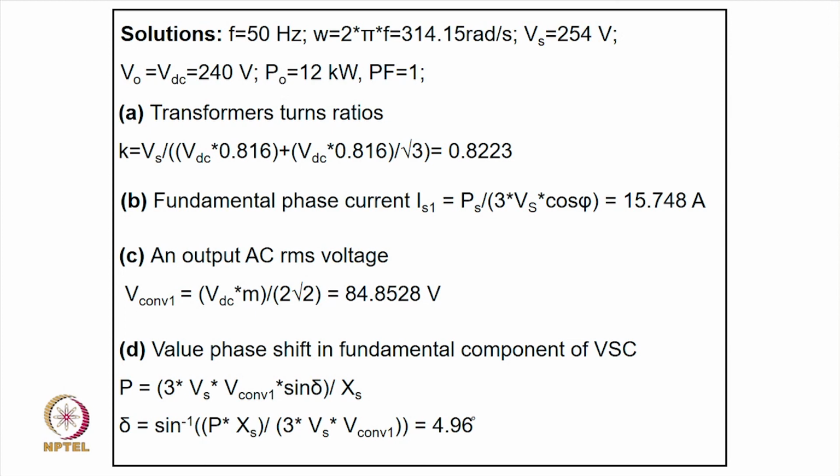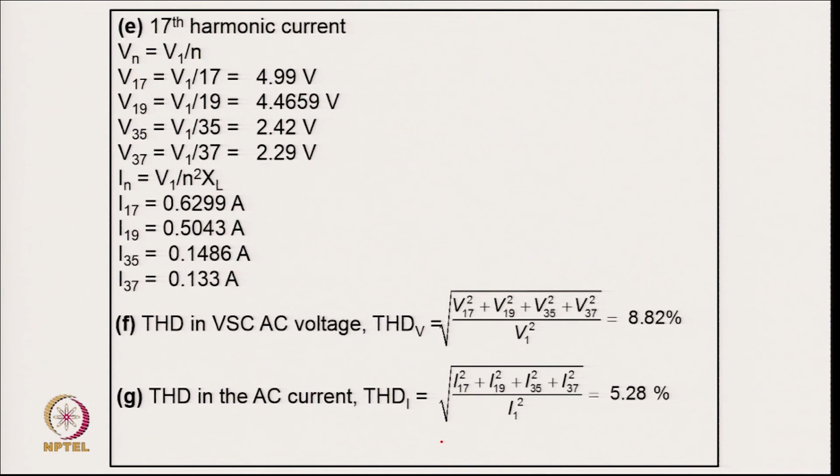So, it comes to 0.823, and the fundamental phase current we can now find from the power and power factor relation. It comes to 15.748, and the converter fundamental voltage from this relation of modulation index we get 84.8528, and the value of phase shift from the power relation we get delta equal to 4.96 degree. Then the harmonics lower than 17 in 18 pulse will not be there; the lowest will be the 17th, which will be Vn upon n, so V1 by 17.